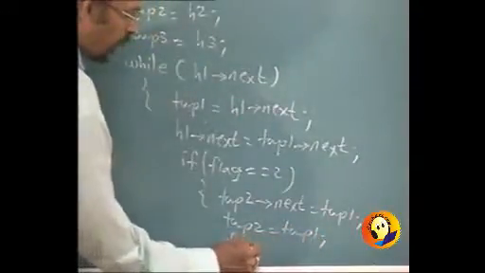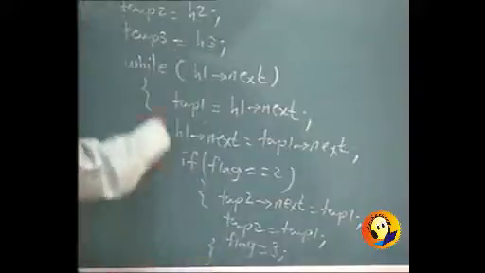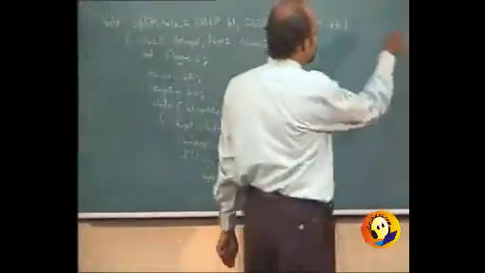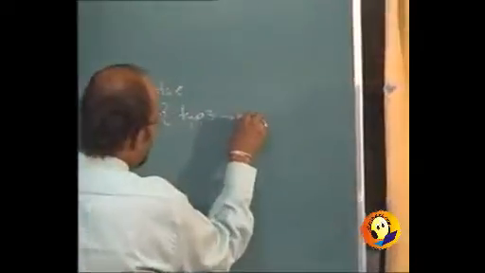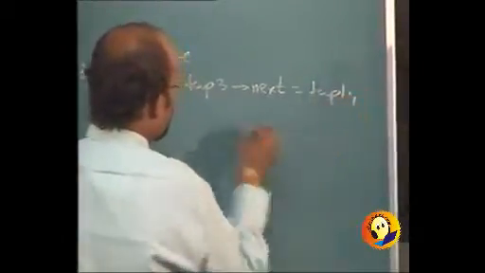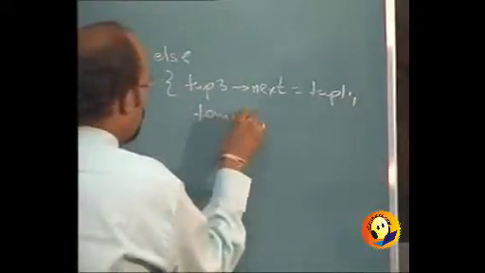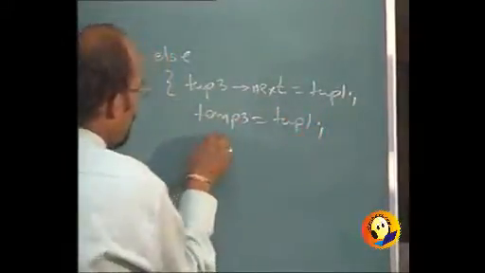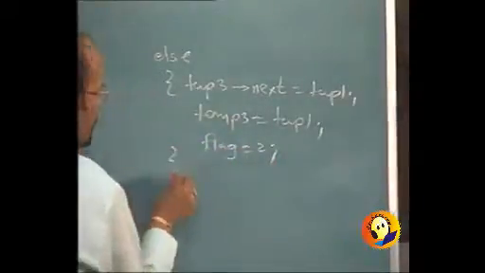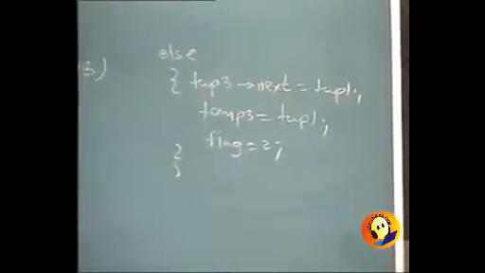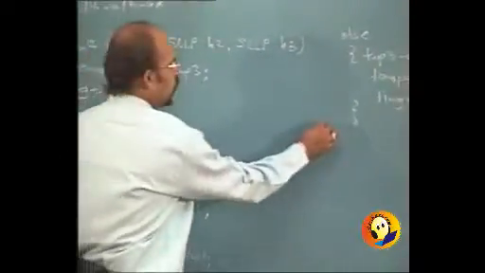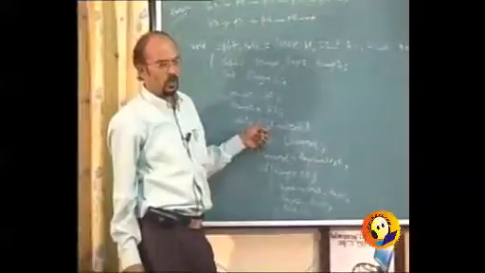Of course, next time you want to attach it to list 3. So set flag to 3. Same policy as I was using for the merging. Else you will attach it as the next node of temp3. Temp3 arrow next is equal to temp1. Then temp3 is equal to temp1 and flag is equal to 2. So one node is removed from the first list, and will be attached either to the second list or to the third list. And we'll keep on doing this job as long as there is a node in the first list.